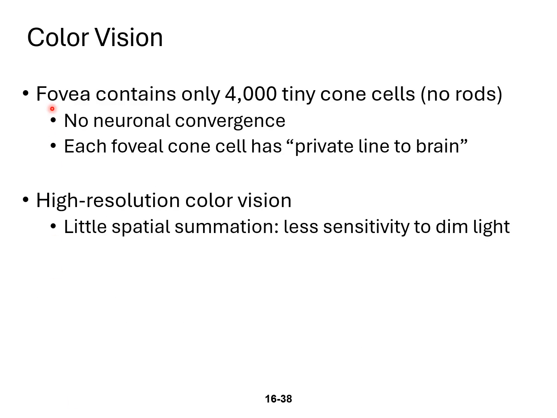Your fovea centralis contains only 4,000 tiny cone cells, no rods. So your fovea centralis, or your fovea for short, has the highest concentration of cones. Each foveal cone cell has a private line to the brain. So one pathway from a cone cell to a ganglion cell.